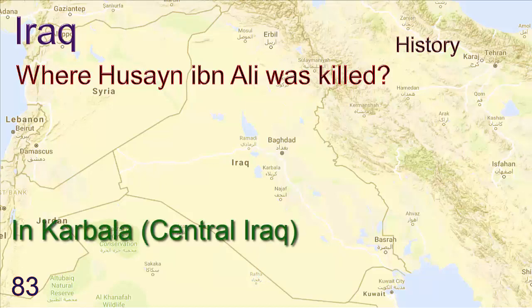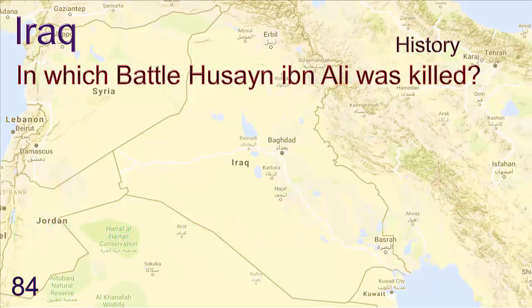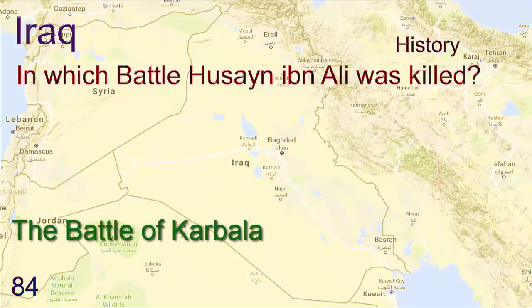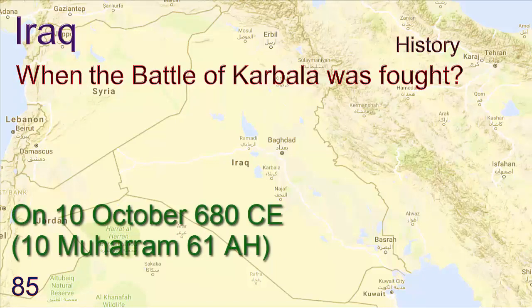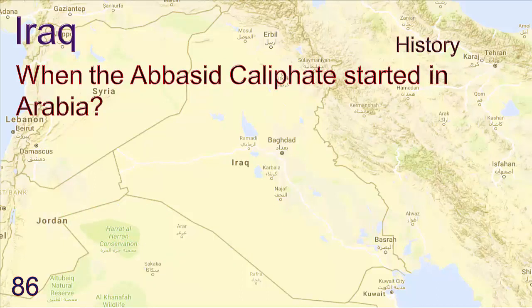In Karbala, central Iraq. In which battle Hussein ibn Ali was killed? The Battle of Karbala. When the Battle of Karbala was fought? On 10th October 680. When the Abbasid Caliphate started in Arabia?